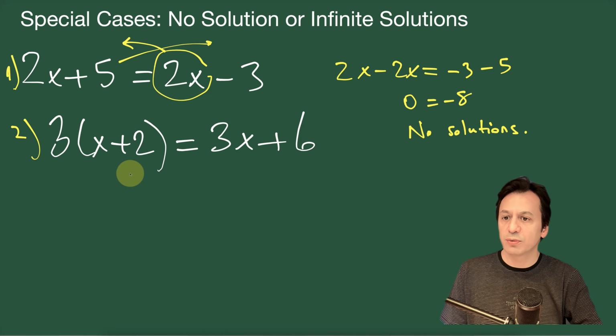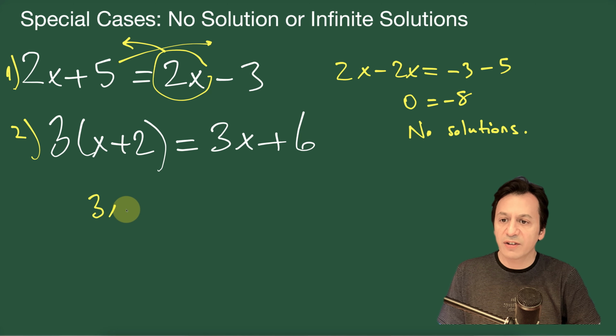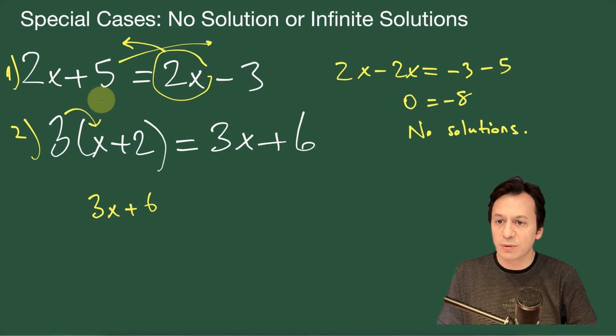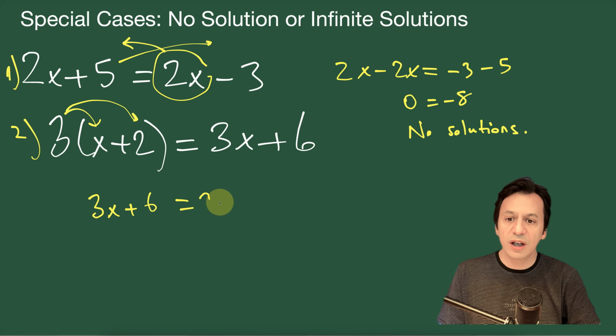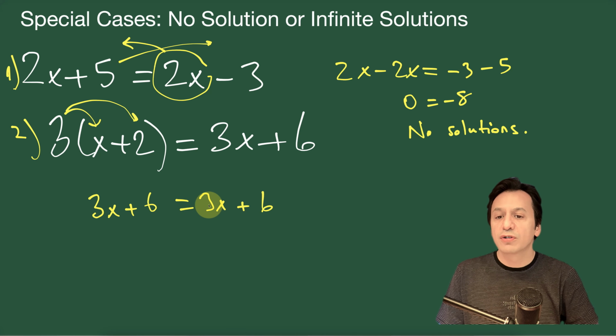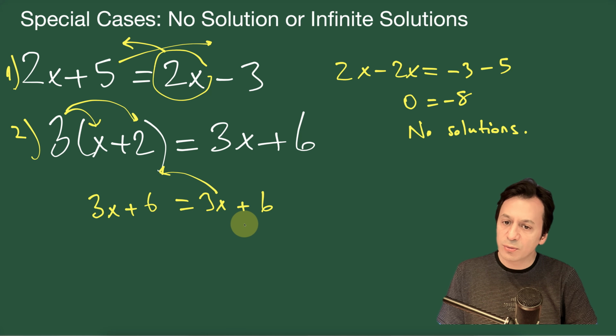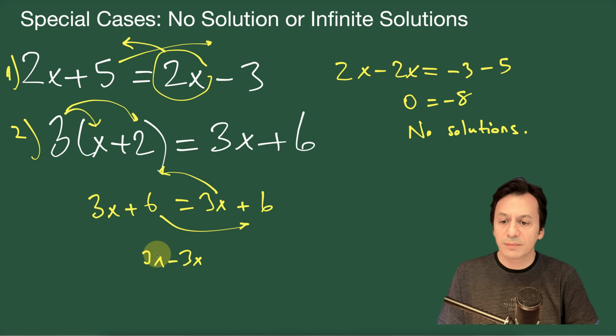And let's check out this one. This is 3x plus 6, right? When I distribute this 3, it equals 3x plus 6. So I put this to the other side and this one to the other side of the equation. 3x minus 3x equals 6 minus 6, and 0 equals 0.